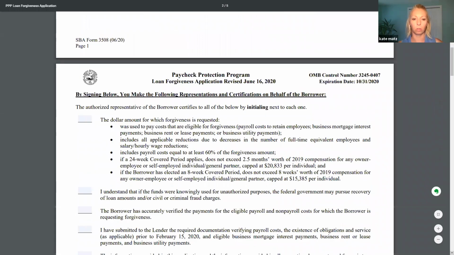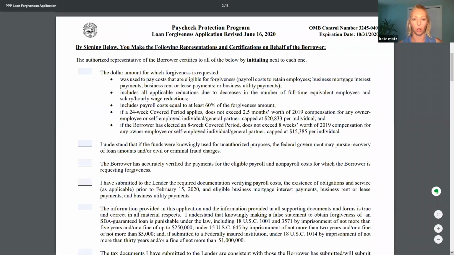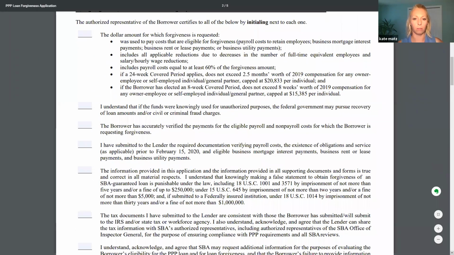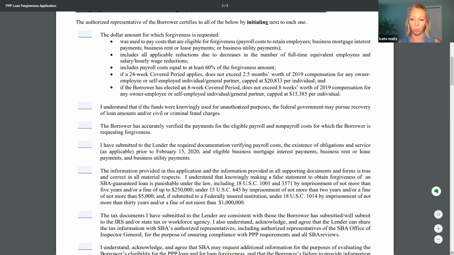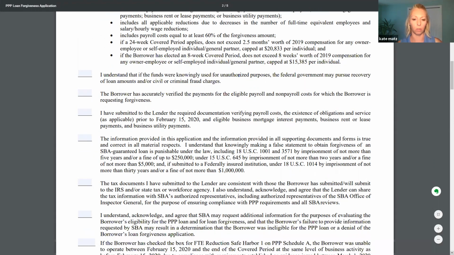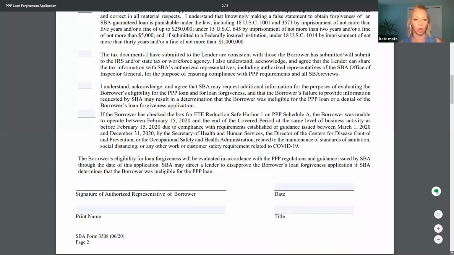Page 2 is a bunch of certifications that you'll have to initial. You'll read through all of these, and basically you're certifying that the information you are providing, the documentation, and the various statements you're making with respect to whether you had decreases in employees or not are all true, accurate, and complete to the best of your knowledge, and that they're not fraudulent statements. So you will definitely want to make sure that you read through all of those and get comfortable with that. And you'll sign and date at the bottom.